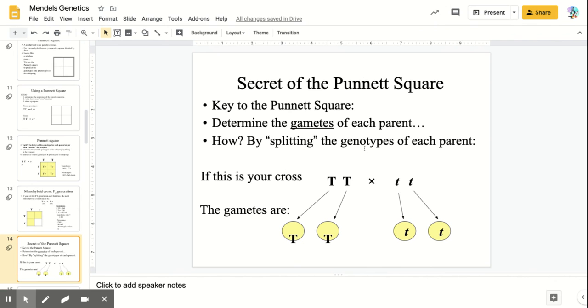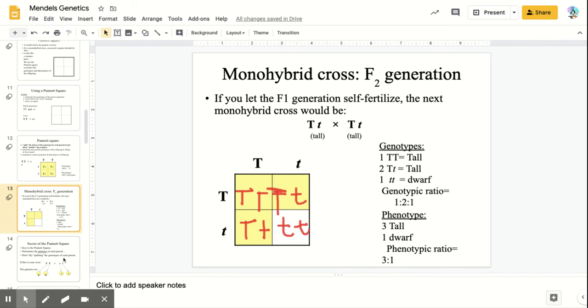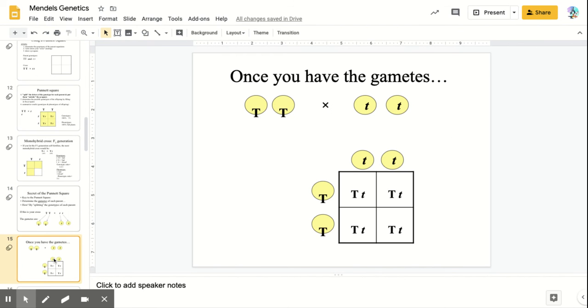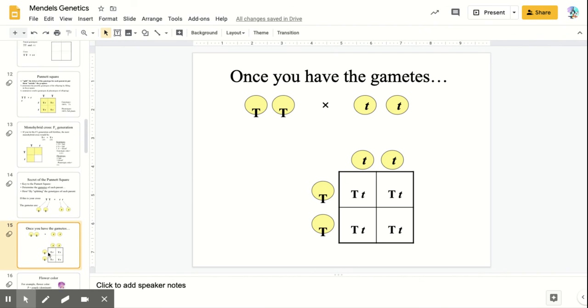A key to a Punnett square is that we split the parents up. So we have to make the gametes. Remember, gametes are sperm and egg cells. So when we split these up, each gamete goes to a different part of the window pane. It's really, really important that we remember it. Once we have the gametes, we set up the window pane.